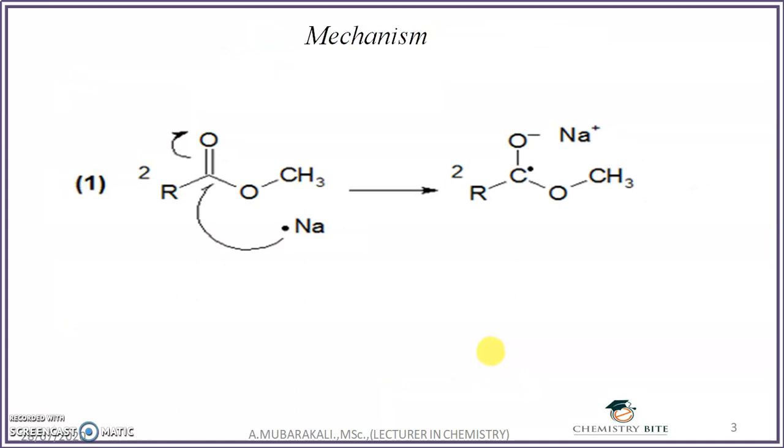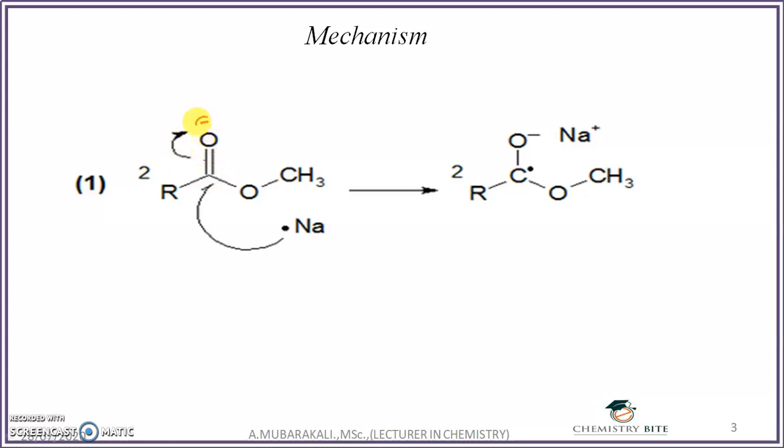Coming to the mechanism of the reaction, the first step is that sodium initially reacts with the ester to give a radical ion. Here you can see two molecules of ester. Two molecules of ester react in the same pattern with sodium. Sodium has one unpaired electron. That one unpaired electron will be donated to the carbonyl carbon, so the pi bond will get polarized towards the oxygen.